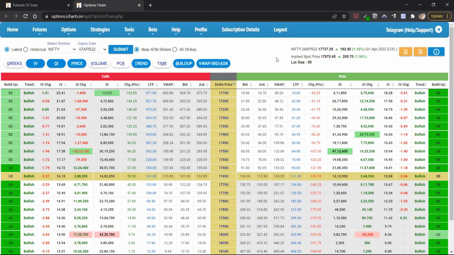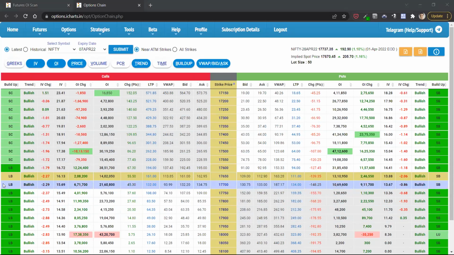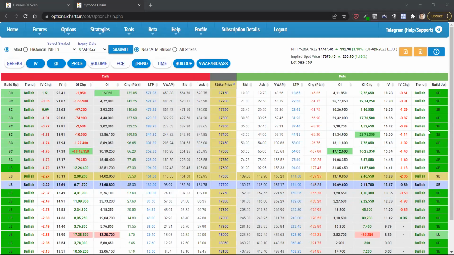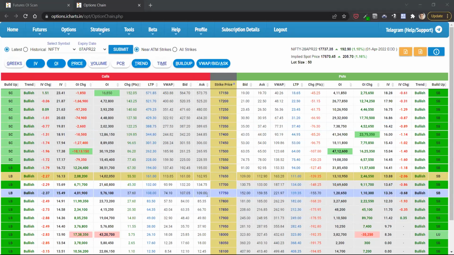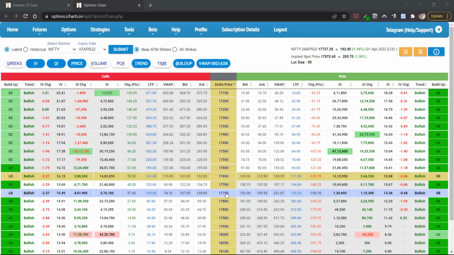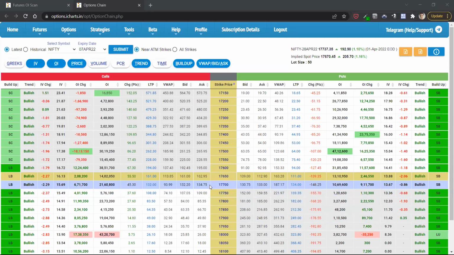So we do the interpretation for the buildup. Since this is a long buildup on the call side, it shows up as bullish, and since on this side it's short buildup, it shows up as bullish. So both sides are bullish. The trend shown is bullish. So at the money, when both sides show bullish, the trend bias is bullish. If it is bearish on both sides, then the trend bias is bearish. And if one side is bullish and the other side is bearish, it's an indecision or a sideways trend.